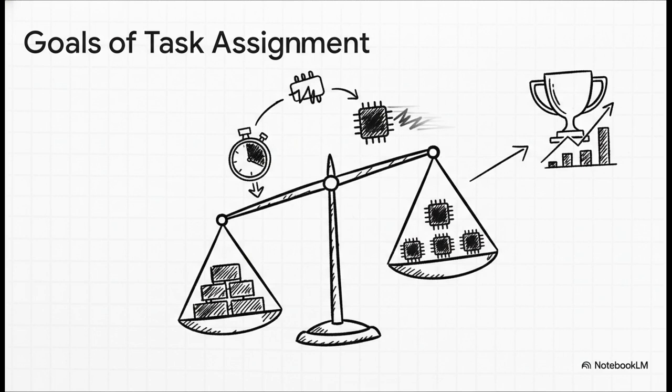First, you want to get the job done as fast as possible. Minimize that total execution time. Second, you've got to cut down on the network chatter. That's your communication cost. And third, you have to balance the workload, right? You can't have one machine doing all the heavy lifting while the others are on a coffee break. If you can nail all three, your system's going to fly.